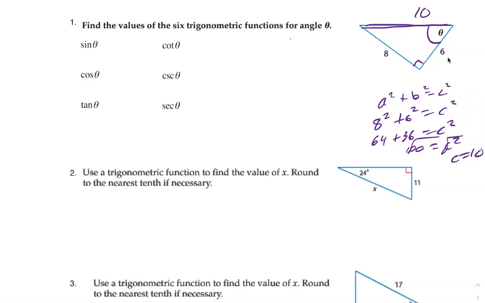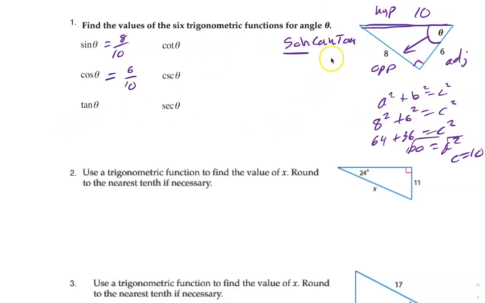Remember the key to this is SOHCAHTOA. So for sine, that is SOH. We're going to do opposite over hypotenuse. So I want to label the sides. That's my angle. So this is opposite. This is hypotenuse. And that makes this adjacent. So sine's going to be 8 over 10. Cosine, CAH, so adjacent over hypotenuse, 6 over 10. Tan, TOA, opposite over adjacent, so 8 over 6.